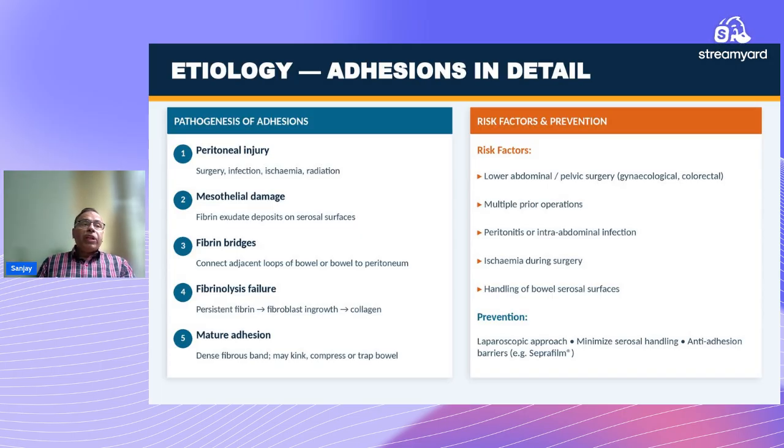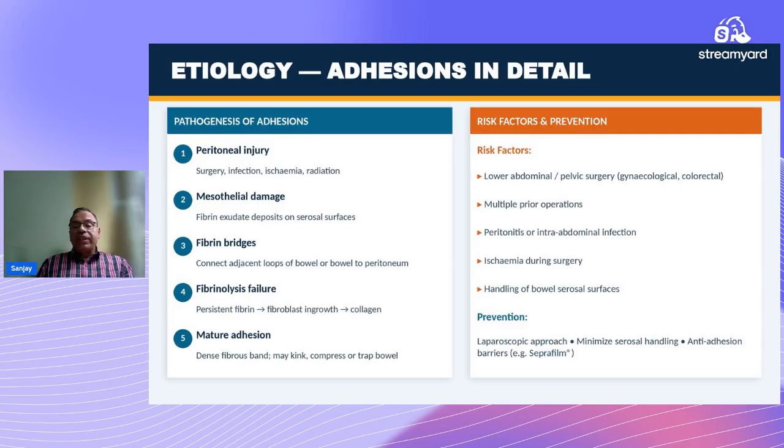So this, over a period of time, can get fibrosed, and this is what we call a mature adhesion. Once it gets fibrosed, it becomes a dense fibrous band which may kink, compress, or even trap a segment of the bowel. There is also a fibrinolysis failure seen in such cases, leading to persistent fibrin, which ultimately leads to fibroblast growth and collagen deposition. So, with all these factors, the inciting event is a peritoneal and mesothelial injury. All this leads to the development of thick adhesions over a period of time, which can cause intestinal obstruction.